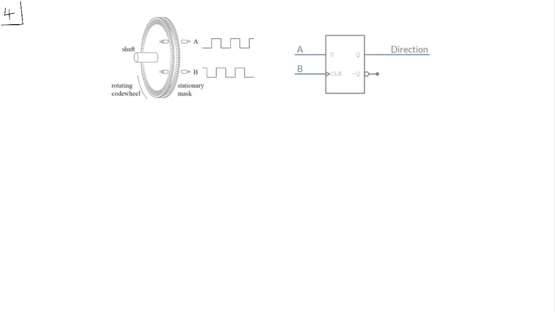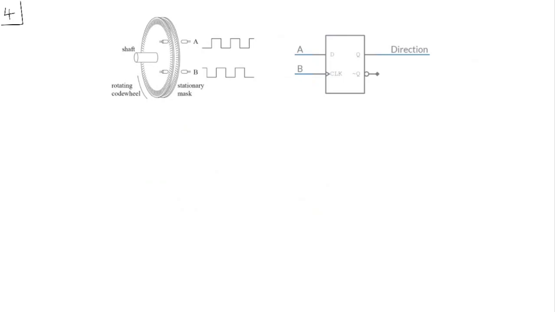Okay, let's take a look at problem 4. In problem 4, you have this rotating code wheel, and you have these two signals coming out of the code wheel, A and B. And A and B are 90 degrees apart.